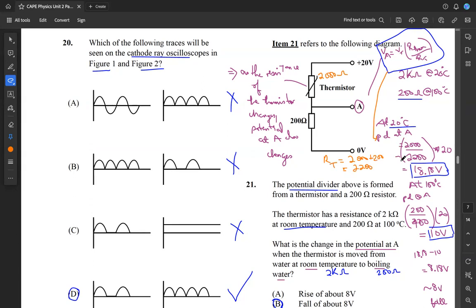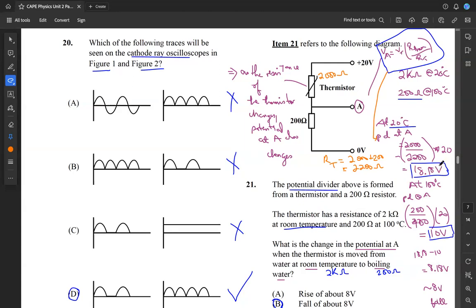And so if we come over here now, what we'll see is that I've substituted in all the values that we know into this equation up here. So our V total is 20 volts. So I have 20 volts here, and I multiply that by the resistance of the thermistor, which is 2000 ohms, divided by the total resistance, which is 2200, because it's the 2000 plus the 200. And we come out with a PD of 18.18 volts, right? So that's what we have for our PD when we are at room temperature. At A, the PD will be 18.18, right?